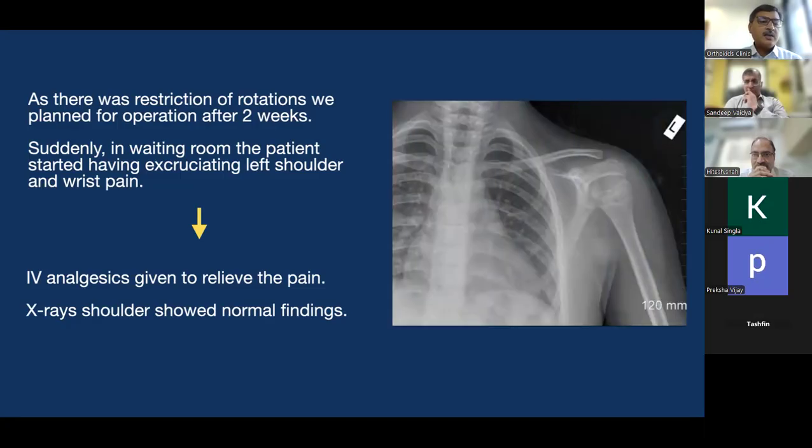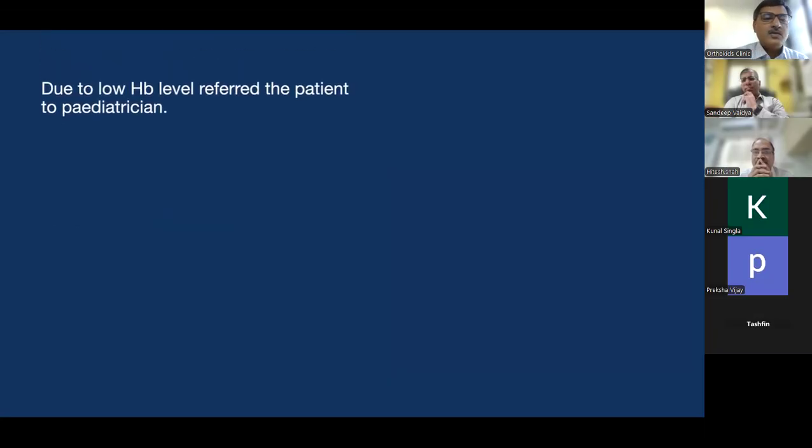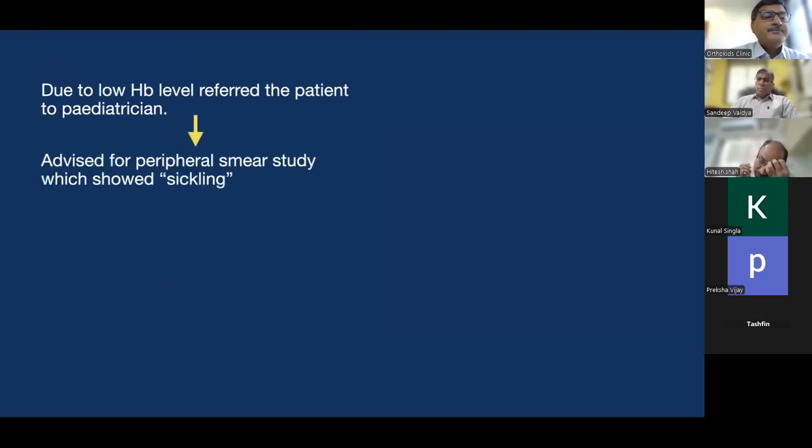And as he was showing some shoulder pain, we got an X-ray of the humerus and all, but that X-ray was normal. But at night, once his pain got off, I asked that you go back and see your pediatrician and get everything checked before we consider the surgery. So the patient went to the pediatrician, the HB level was low, and he advised a peripheral smear. Now again, this patient was from the Dahod area, Hitesh.